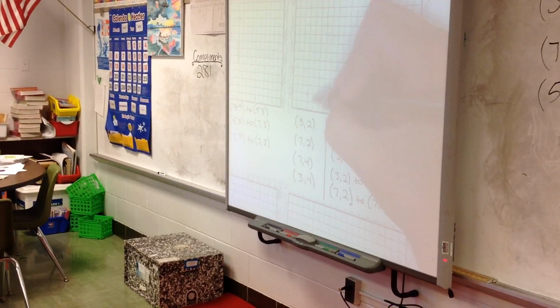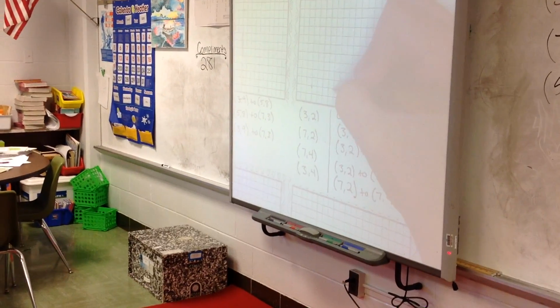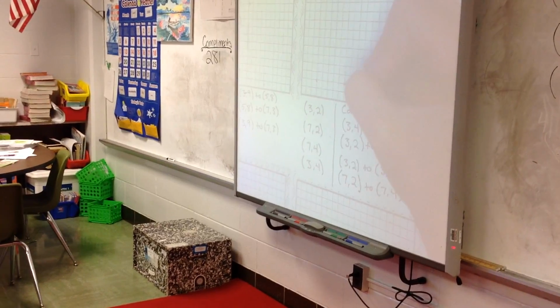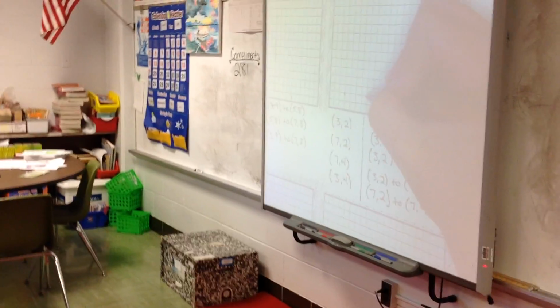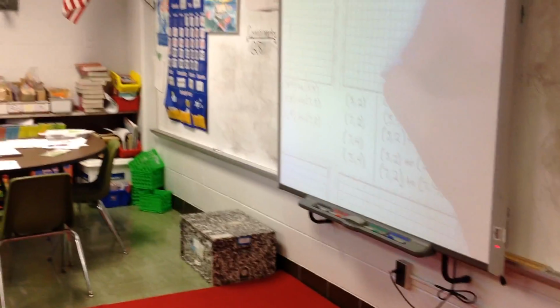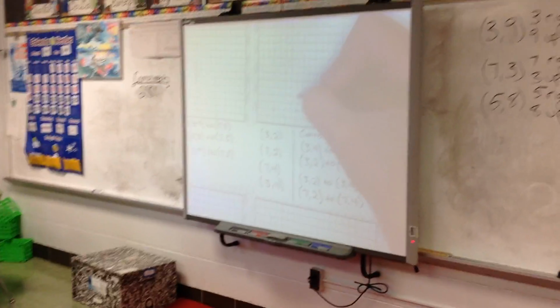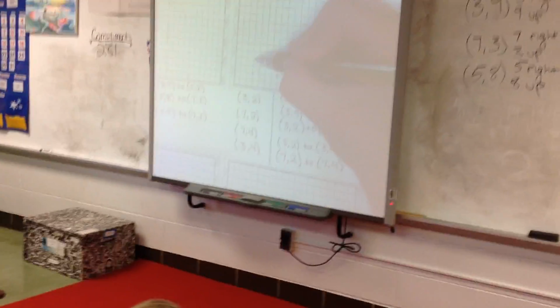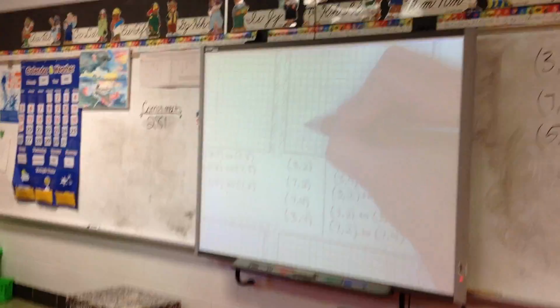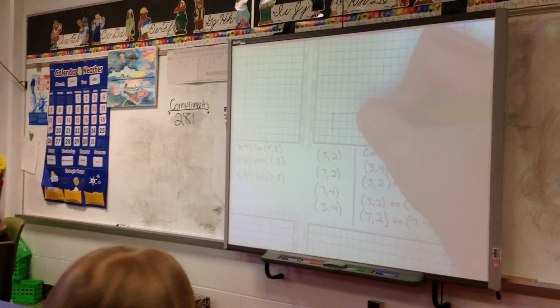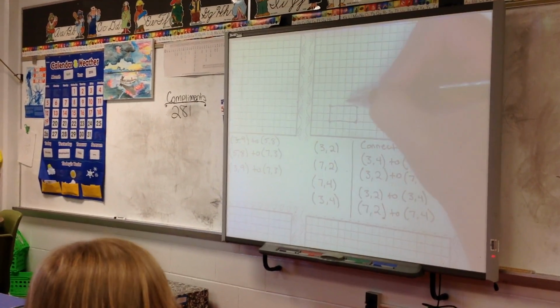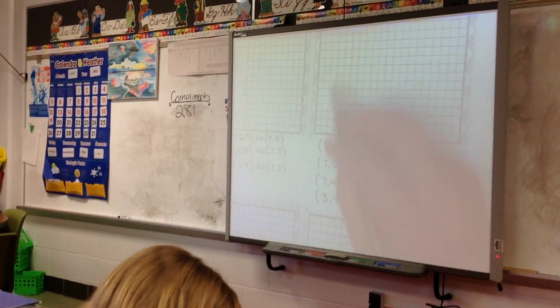Then you go to 7, 2, which should be right here. The next one is 7, 4, so you should only go up by 2, which is right here. And then the last one is 3, 4, which should line up with 7, 4. And if you connect the dots, you can see you get a rectangle. Good. Thank you for being so detailed.